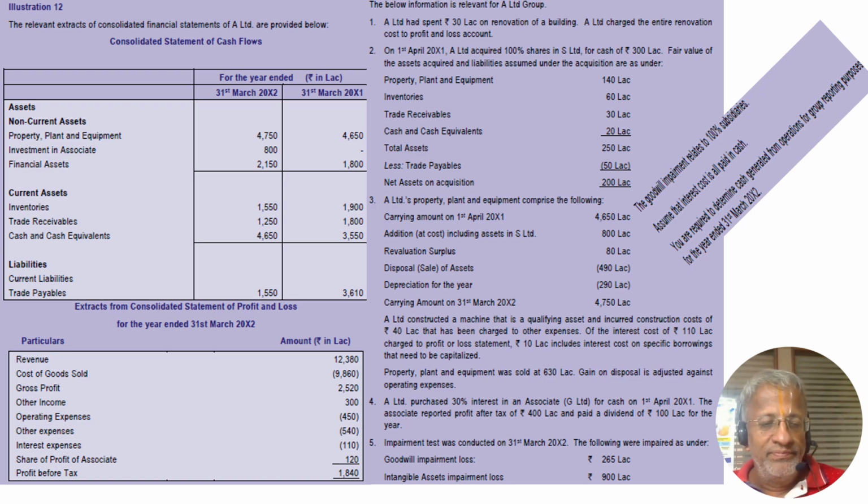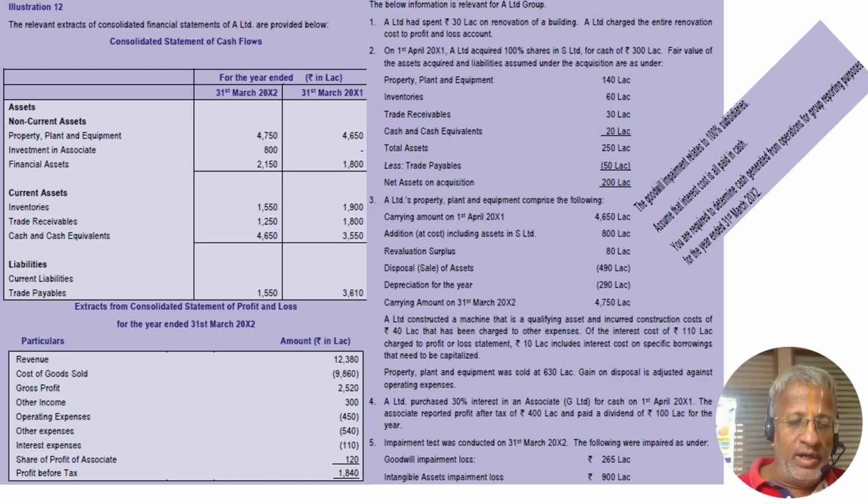Add back 40 and show it as an outflow of cash under investing activity in the statement of cash flow. That's the way we are expected to take it up. Then the next one is the interest cost of 110 lakhs charged to profit and loss account, of which 10 lakhs is included towards specific borrowing, that has got to be capitalized.